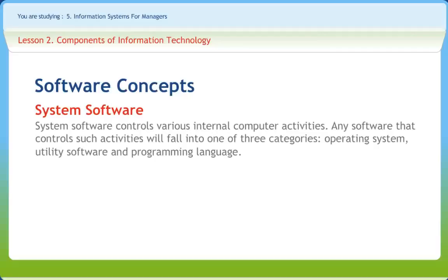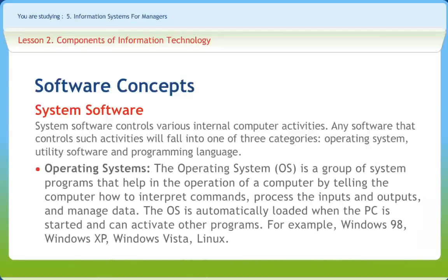System software controls various internal computer activities. Any software that can control such activities will fall into one of the 3 categories, namely operating system, utility software, and programming language. The operating system is a group of system programs that help in operations of a computer by telling the computer how to interpret commands, process the inputs and outputs, and manage data. It is automatically loaded when the PC is started and can activate other programs. For example, Windows 98, Windows XP, Windows Vista, and Linux.